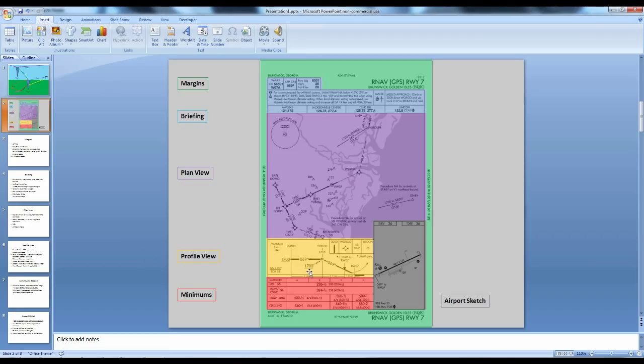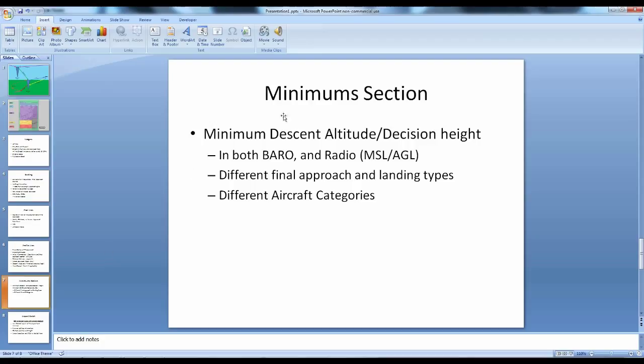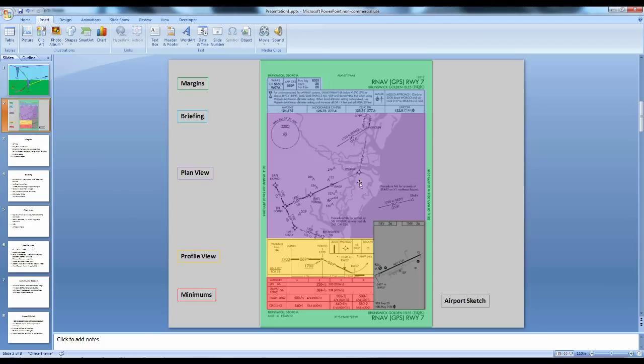So that's the profile view. And we've touched on the minimums. Let's go ahead and read what the minimum section is. Minimum, it shows your minimum descent altitude and decision height in both barometric and radio, i.e. MSL, AGL. Note on the radio or AGL, that's actually the height above threshold, not the height above the terrain. So you could be only 300 feet above the terrain here, but you're still 400 feet above the threshold.